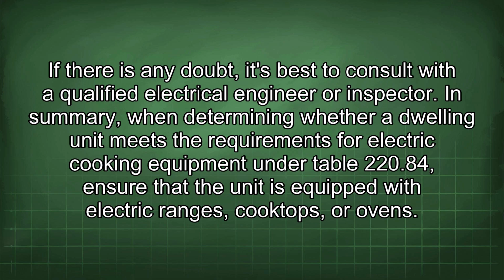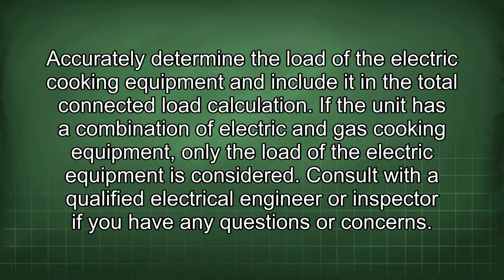In summary, when determining whether a dwelling unit meets the requirements for electric cooking equipment under Table 220.84, ensure that the unit is equipped with electric ranges, cooktops, or ovens. Accurately determine the load of the electric cooking equipment and include it in the total connected load calculation. If the unit has a combination of electric and gas cooking equipment, only the load of the electric equipment is considered. Consult with a qualified electrical engineer or inspector if you have any questions or concerns.